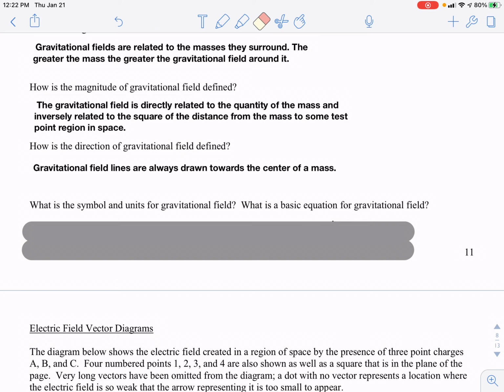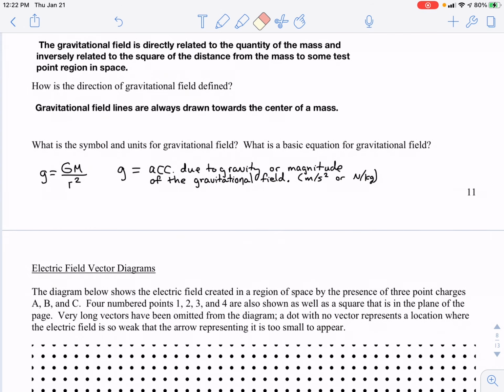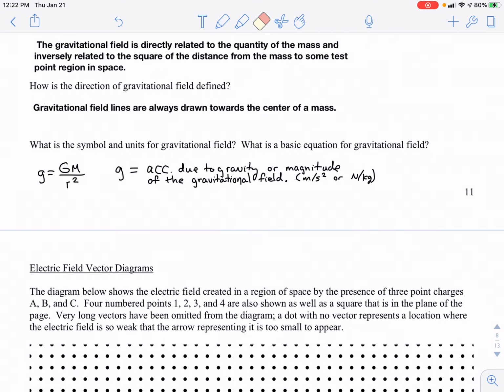Gravitational field lines are always drawn towards the center of a mass. And the equation for it is little g, which is the variable for the acceleration due to gravity. In this case, it's also the magnitude of the gravitational field of attraction. Little g is equal to big G, which is the gravity constant of approximately 6.67 times 10 to the negative 11, times m, which is the mass creating the disturbance in the space-time around, divided by r squared.